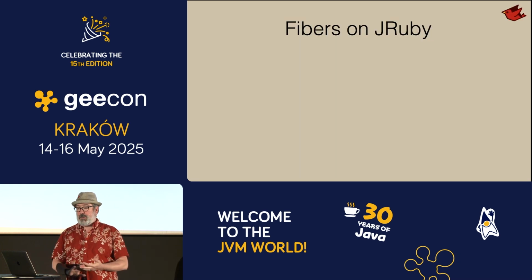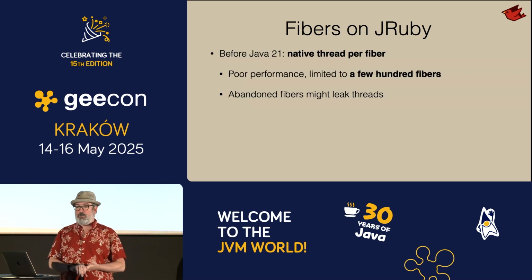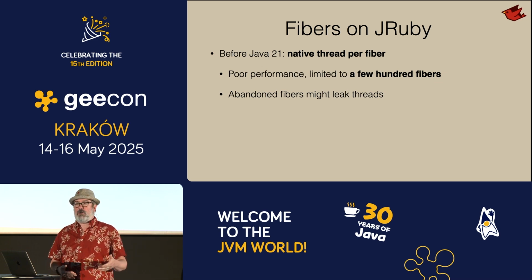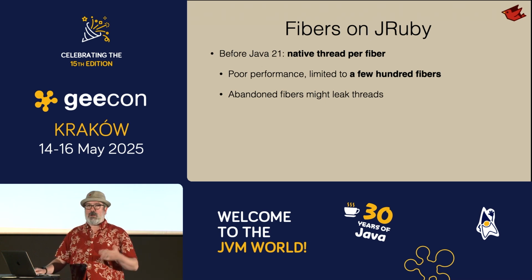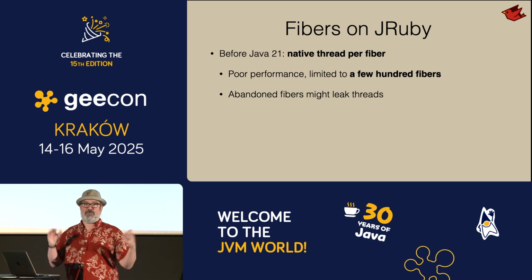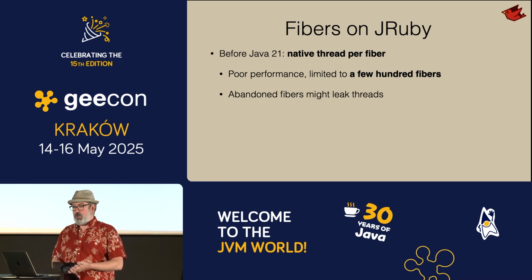So fibers on JRuby. Before Java 21, before Project Loom, we had to implement this using a native thread for every single fiber. And of course, this was bad for performance, but it also didn't scale to the levels people wanted. We could only do a few hundred or maybe 1,000 fibers before the system would just complain about too many native threads. We also had the issue where if somebody ran a fiber for a little while and walked away from it, well, it's still a native thread. That's still a garbage collector root. We can't clean that up, and we would end up leaking a whole bunch of resources and eventually blow up. It just didn't scale, and it wasn't working for us.